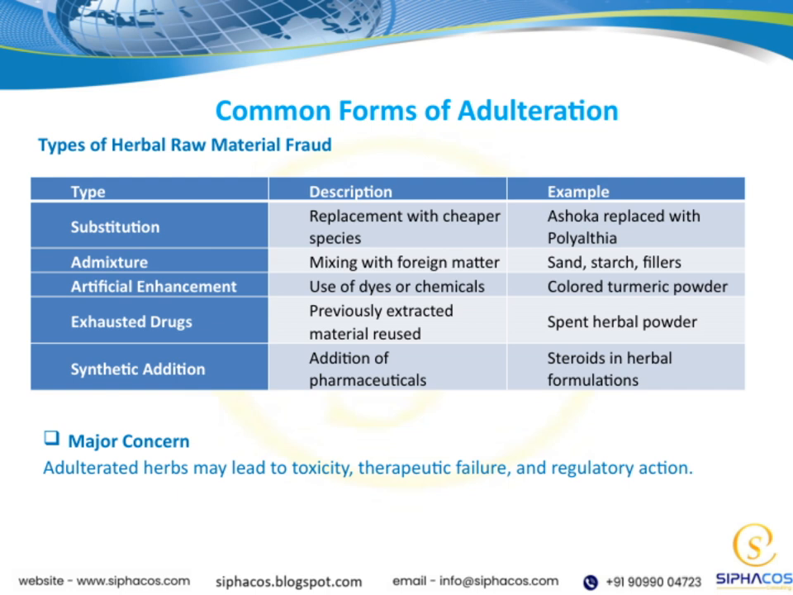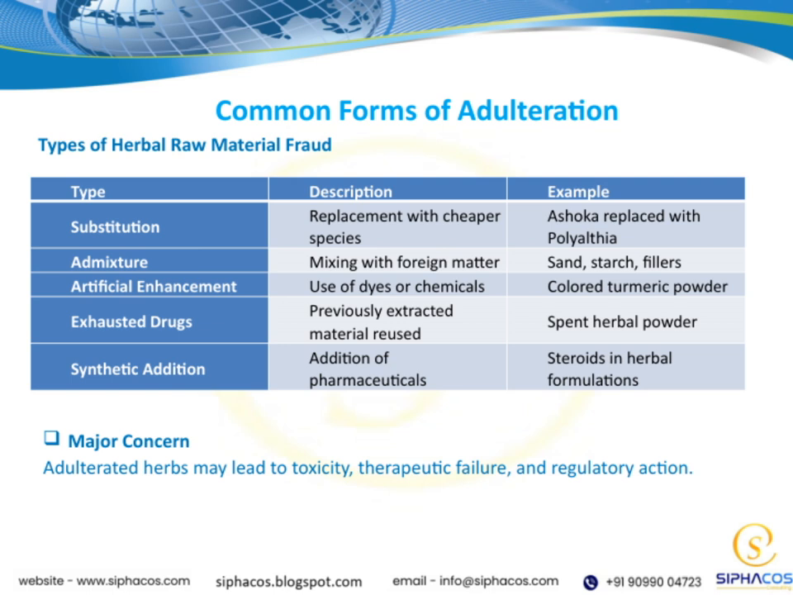Adulterated herbs can pose serious risks, including toxicity, therapeutic failure, and even regulatory action against manufacturers. It's important to understand the various forms this adulteration can take. First, there's substitution, where a cheaper or less effective species is replaced intentionally. For example, ashoka might be replaced with polyalthea, which isn't the genuine herb. Then, we have admixture, which involves mixing herbs with foreign matter like sand, starch, or fillers.